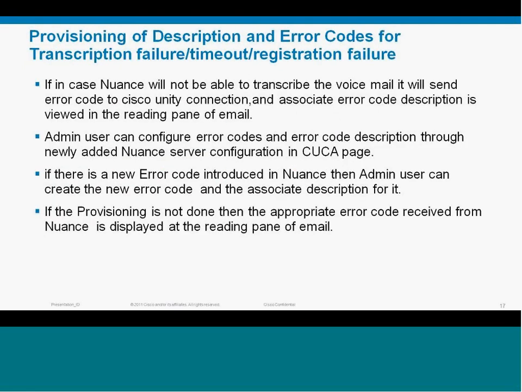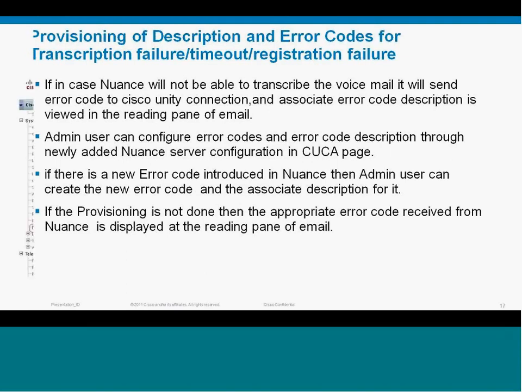Provisioning of description of error codes for transcription failure, timeout and registration failure. If Nuance is not able to transcribe the voicemail, it will send an error code to Cisco Unity Connection, and the associated error code description is viewed in the reading pane of the email. An admin user can configure error codes and error code descriptions through the newly added Nuance server configuration in the CUCA page. If a new error code is introduced in Nuance, then the admin user can create the new error code and the associated description for it. If the provisioning is not done, then the appropriate error code received from Nuance is displayed in the reading pane of the email.